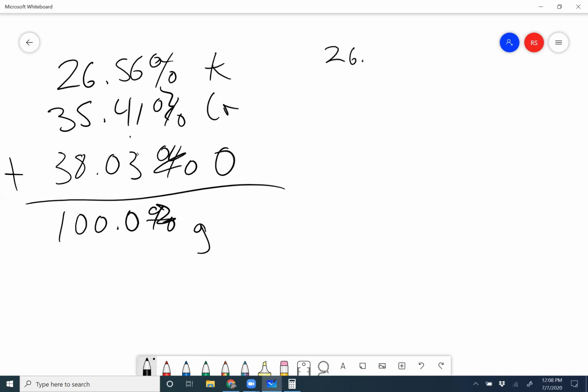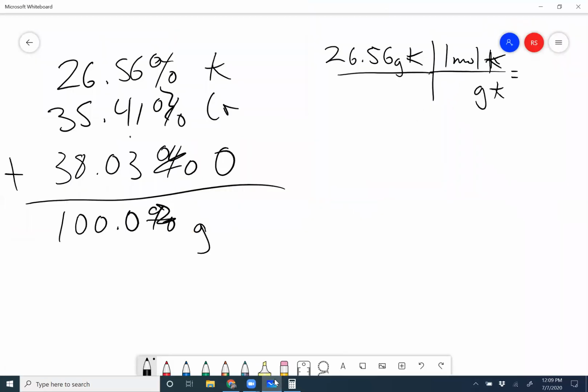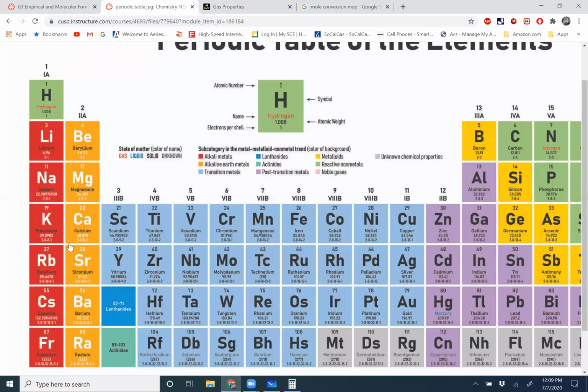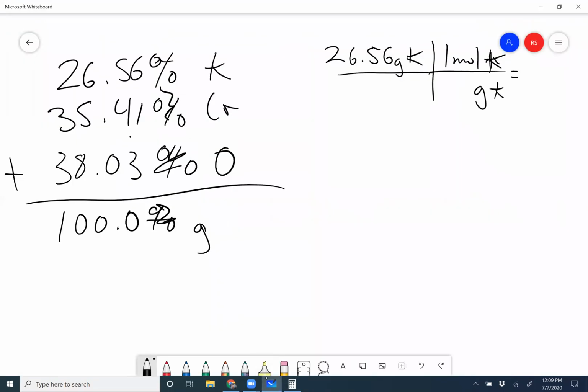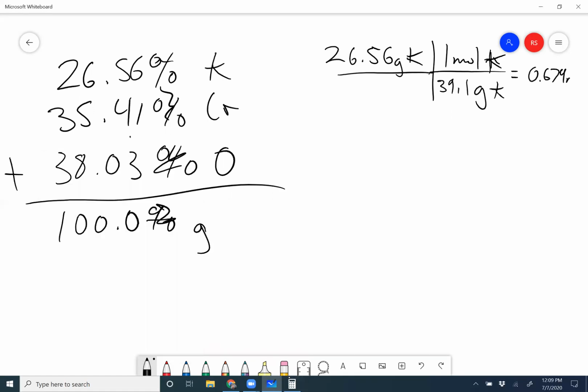We do that by going 26.56 grams of potassium is how many moles. We can use that molar conversion I showed you. To go from mass to moles, we want 1 over the molar mass. So 1 over the molar mass of potassium. Potassium is 39.09, so we'll just say 39.1. 26.56 divided by 39.1 is 0.679 moles of potassium. Okay, can't do anything with that number yet.